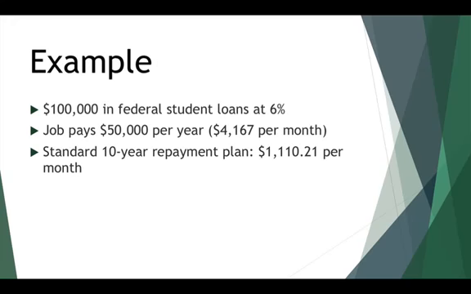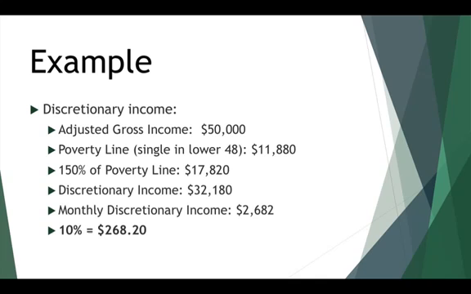Here's an example. Let's say you get out of school with $100,000 in federal student loans at a 6% interest rate. You get a great job that pays you $50,000 per year, which works out to $4,167 per month. Under the standard 10-year repayment plan, $100,000 in federal student loans at 6% interest would work out to a monthly payment of $1,110 each month. I don't have to tell you that would be pretty onerous, and a little bit more than 25% of your monthly gross income before taxes even.